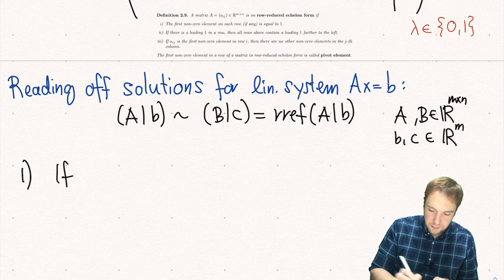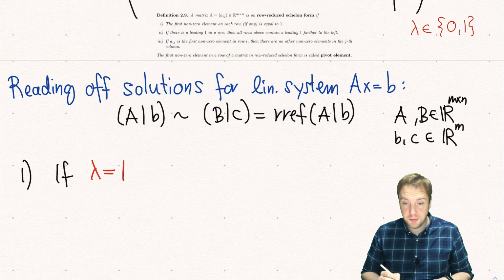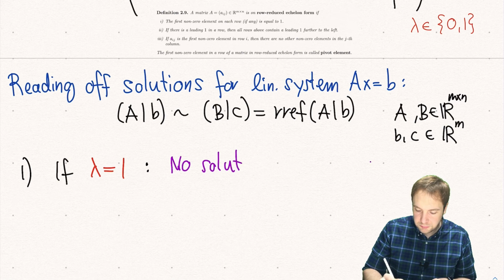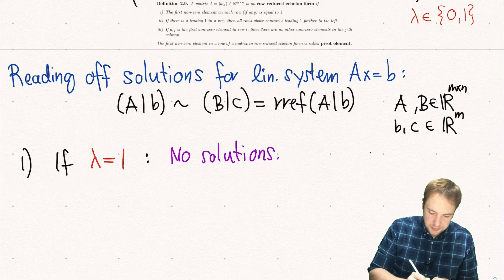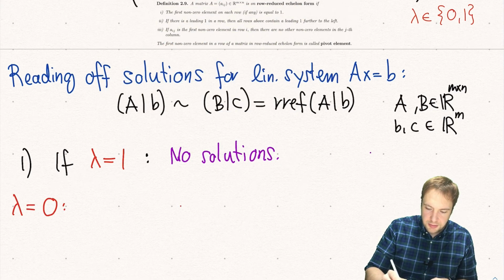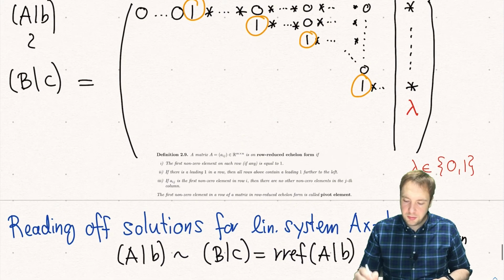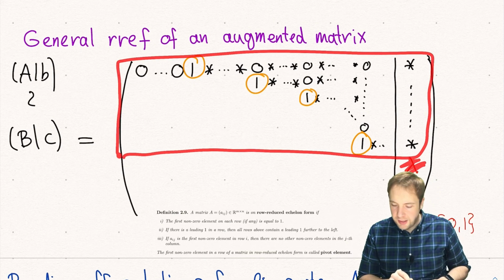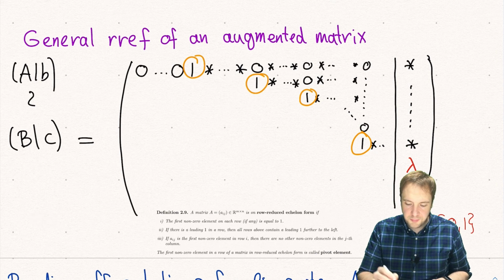In other words, if this vector C contains a pivot element, then we have no solutions. But then we have the case lambda is 0, and there are two special cases. If lambda is 0, so there's nothing here, we just have this part. And now we can ask ourselves how many solutions there are.